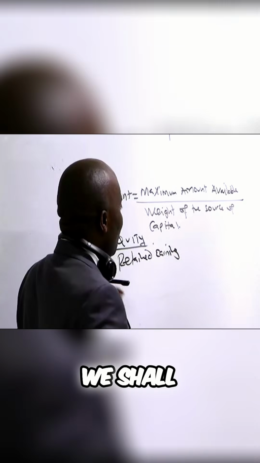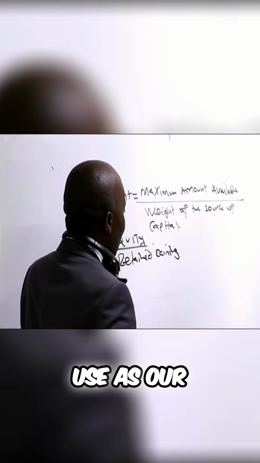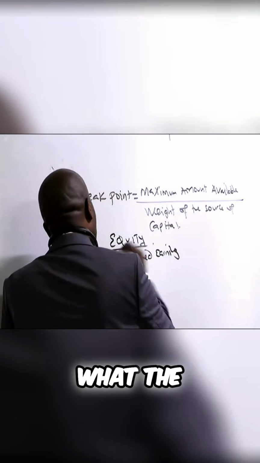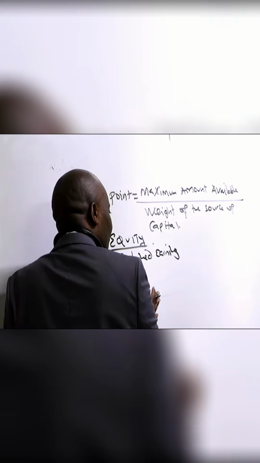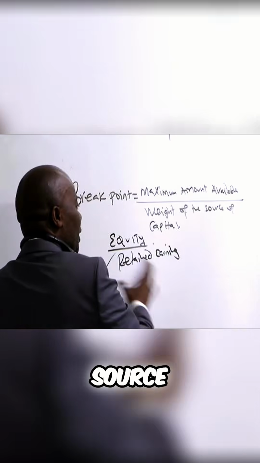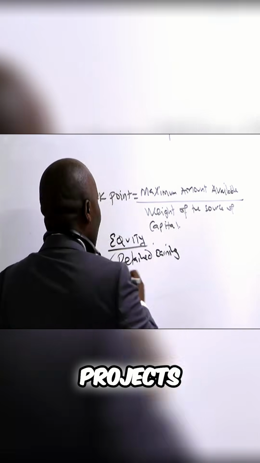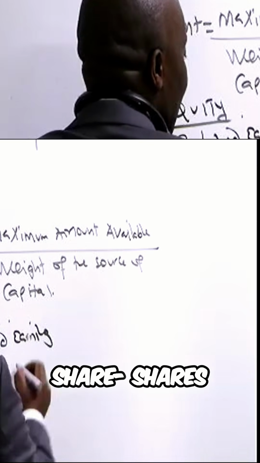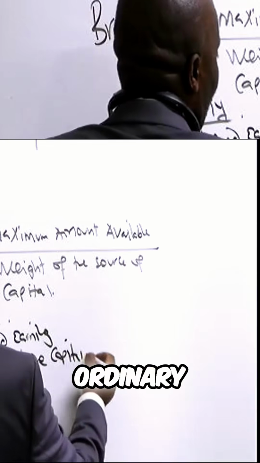The ones that we shall really be interested in, ladies and gentlemen, that we can use as our sources of capital for equity, we shall be able to get money from what the owners have allowed us to retain in their accounts. So whenever we have good projects, we shall be raiding this source and using that particular resource in our projects. Then number two, we have ordinary shares, or ordinary share capital.